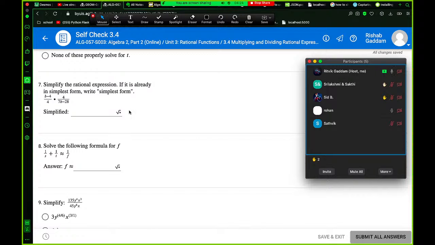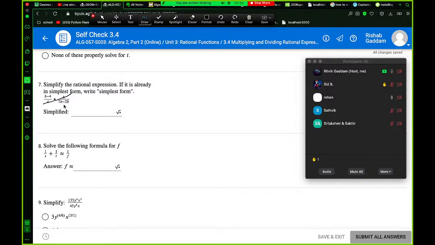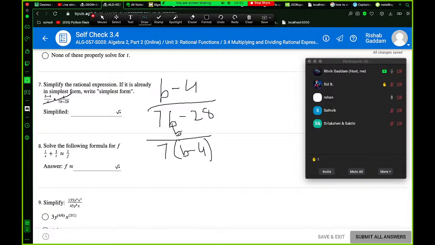Number 7. First of all, I would cross multiply. So I cancel out 4 and 4. Then it would be b over 4 minus 7, so b minus 4 over 7b minus 28. And then from the bottom one, we can factor out a 7. So it would be 7 times b minus 4. And then we can cancel the b minus 4s from each side. So then we get 1 over 7.